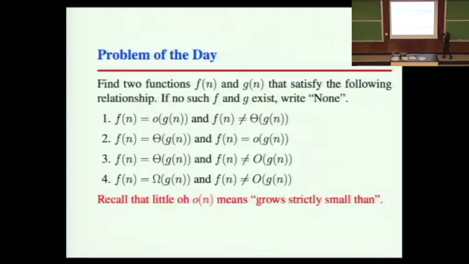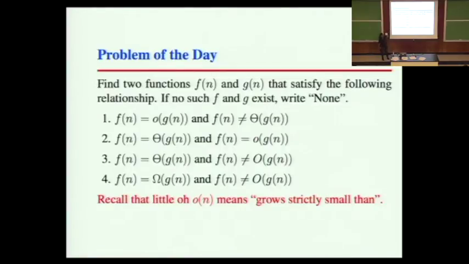So now we have to come up with two functions, f(n) and g(n), such that they satisfy these two conditions simultaneously, or say that no two such functions exist. This problem is basically based on the definition of order notation: theta, big O, and little o of n. Is there an omega in here? Okay, there's an omega in here as well. So let's look at the first one.